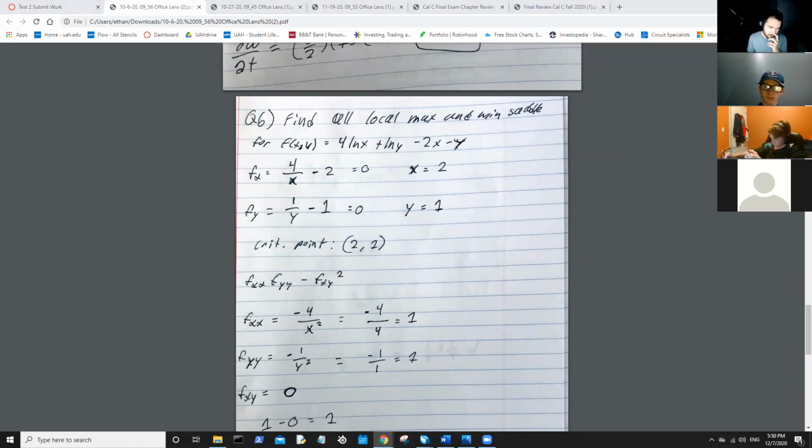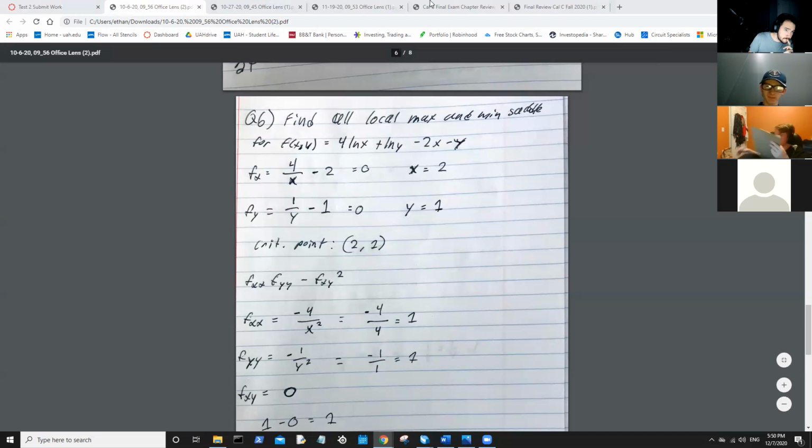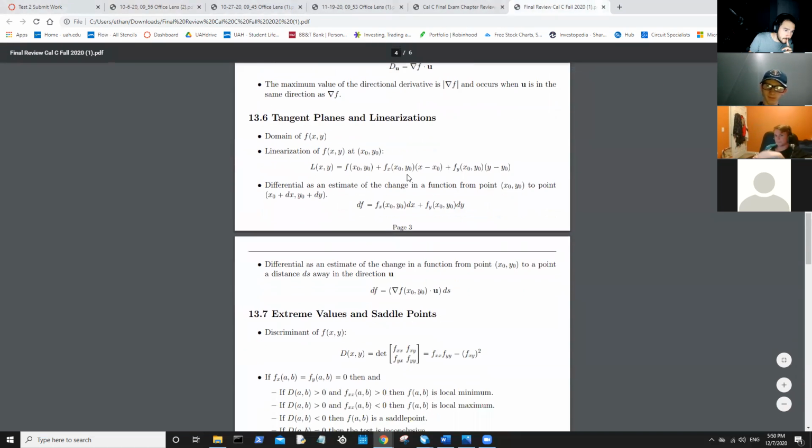But the linearization I think should be 1/2 plus x over 2 minus y over 2. Why x over 2 minus y over 2? Because we're trying to get L of x comma y. And so we get 1/2 plus x over 2, and we get that by saying the partial times x minus x naught. Oh, yeah, forgot about that part. Same with the y. Formula's right here.